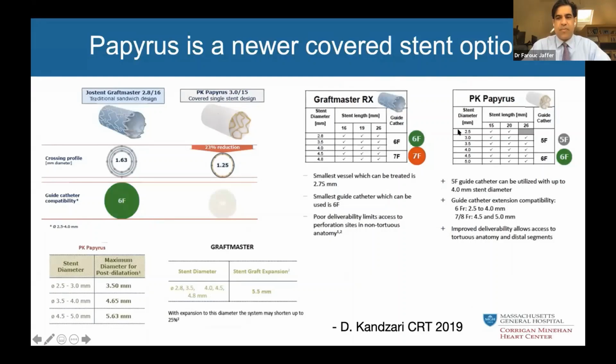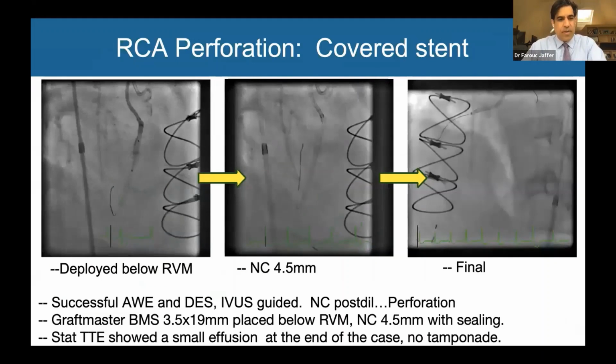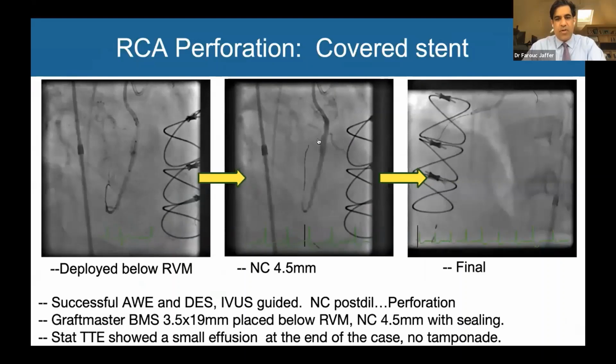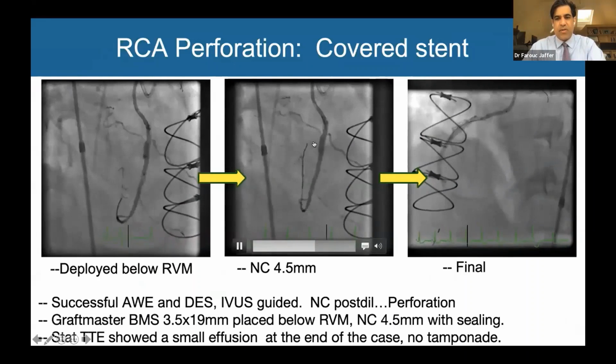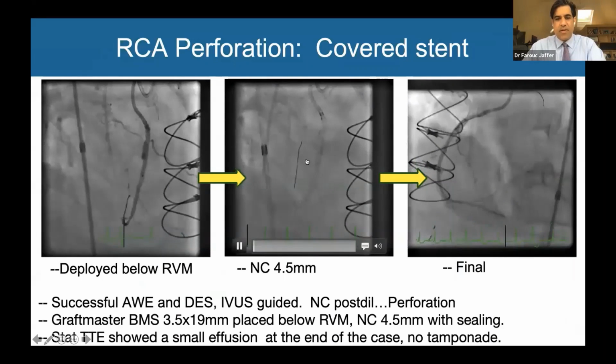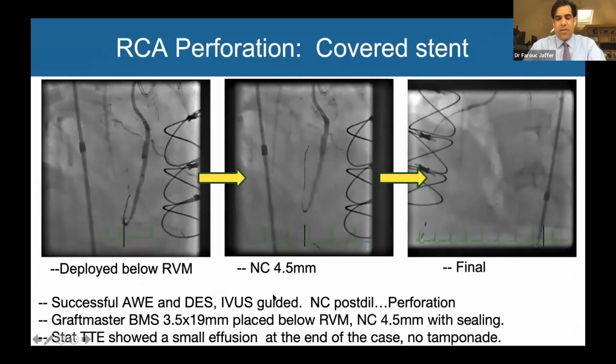These are now more 6 French compatible, even for the larger sizes up to 5.0, and the stent graft expansion can also get more constrained, so it's important to recognize that, but the 3.5s and the 4.5s can get fairly large. Ultimately we were able to place this covered stent below that RV marginal and post-dilate it. We still have this crescent here, but there's no longer frank extravasation. Ultimately, the patient was fine, did well, no tamponade.